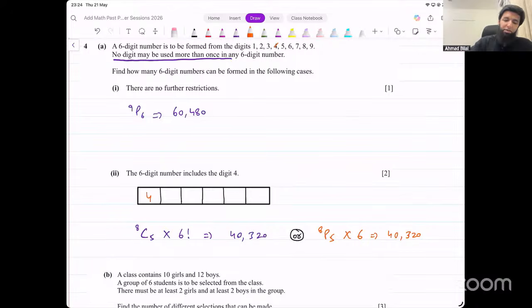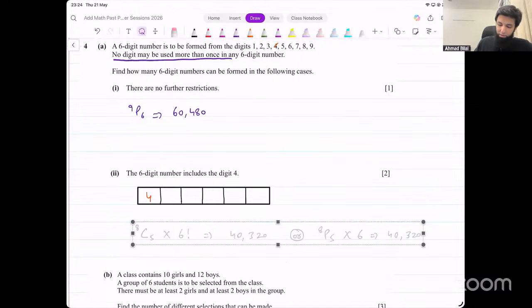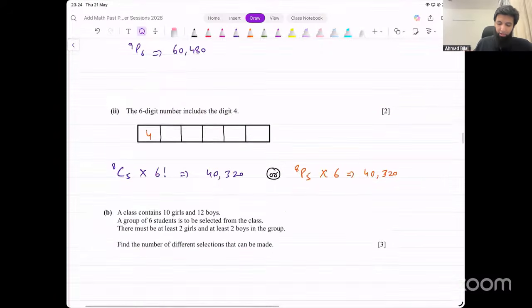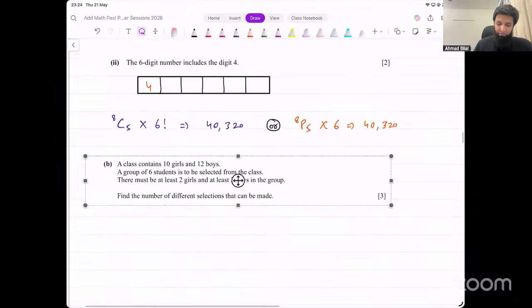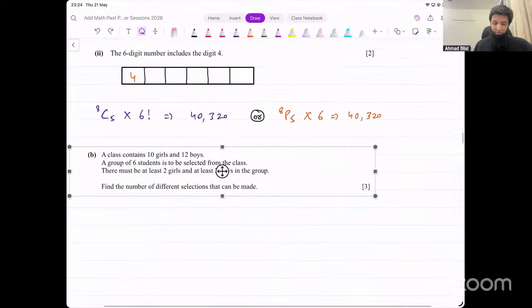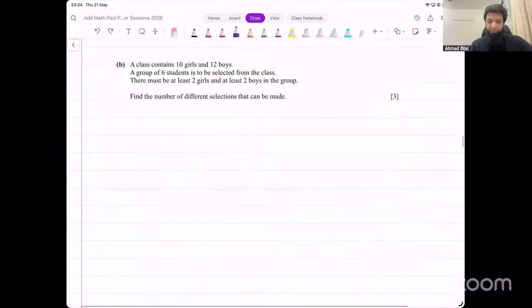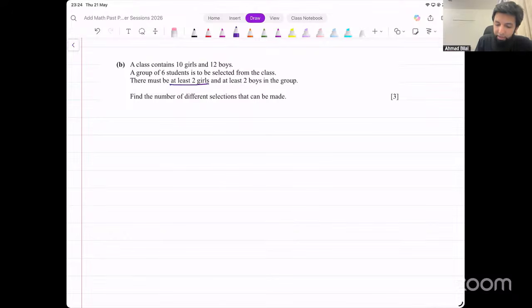Okay, let's move on to the next one. Now they're saying a class consists of 10 girls and 12 boys. A group of 6 students is to be selected from the class. There must be at least 2 girls and at least 2 boys in the group. Find the number of different selections that can be made.